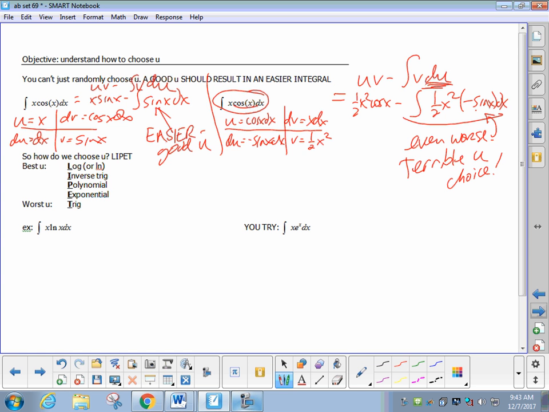This is an acronym that I use to help me choose u. The best possible u is if you see a log choice. If there's a log in there, like natural log, that's the best possible u. The next best choice is if there's an inverse trig, like arctangent or arcsine. The next best is polynomial. Now please write this down. Polynomial could include x, x squared, and such. But dx also could be considered a polynomial.